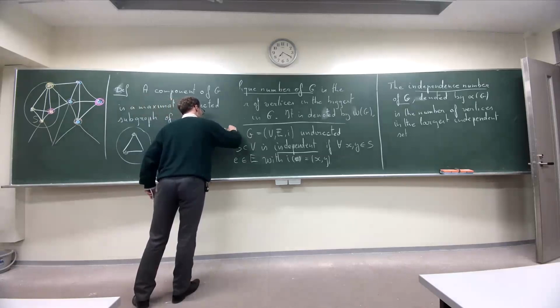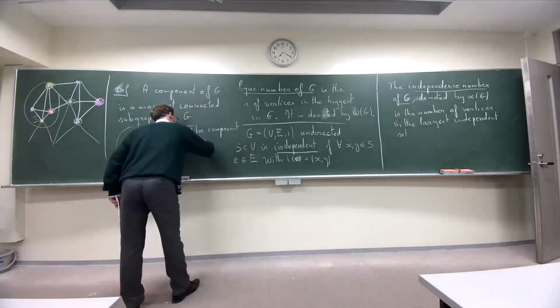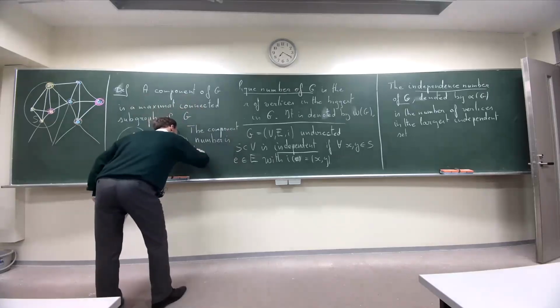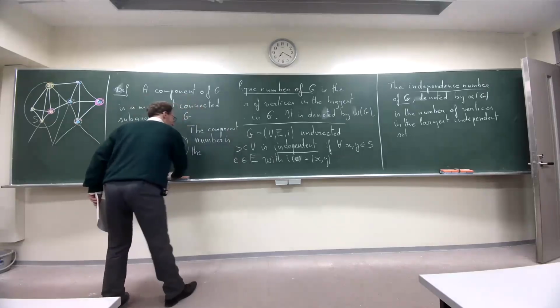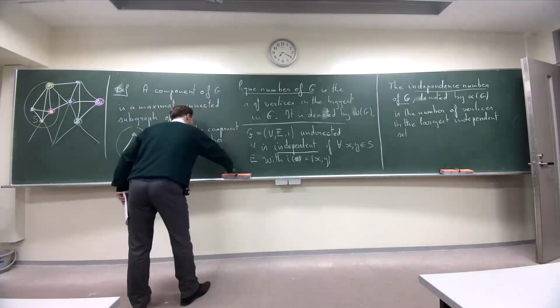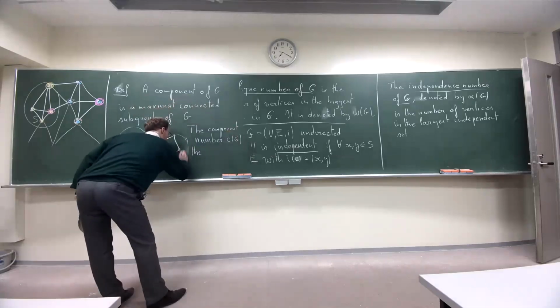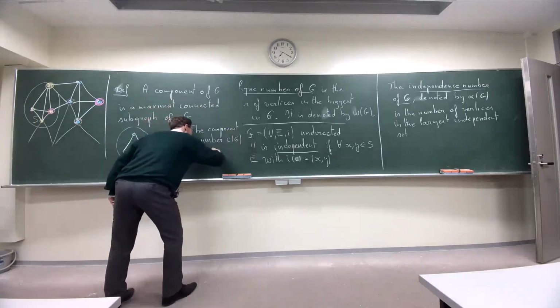You have, of course, the component number. The component number is the number of components, and probably it's denoted by c of G. The component number c of G is the number of components.